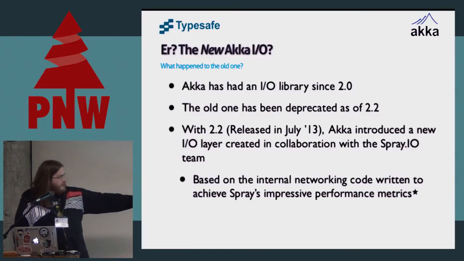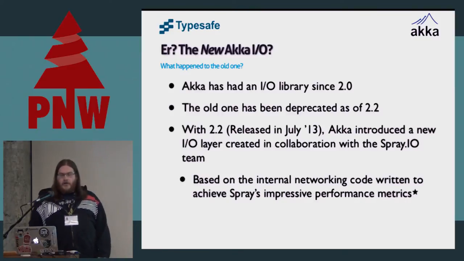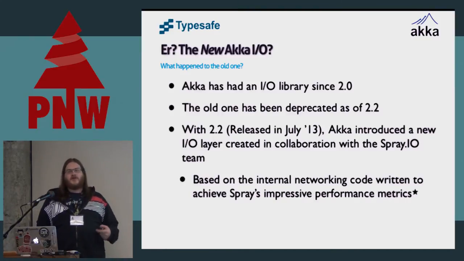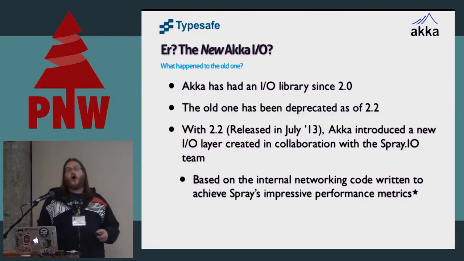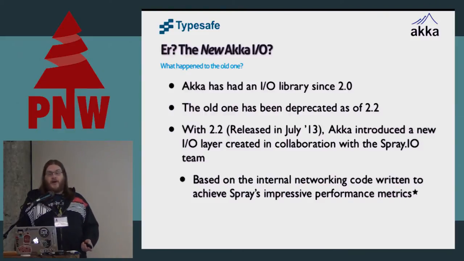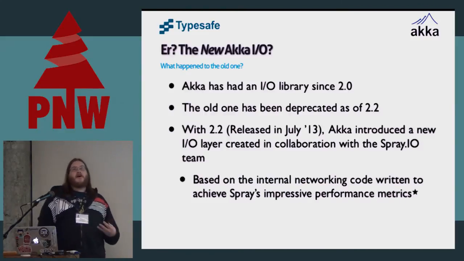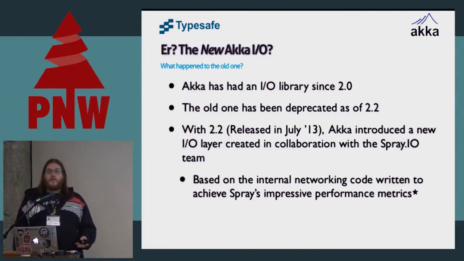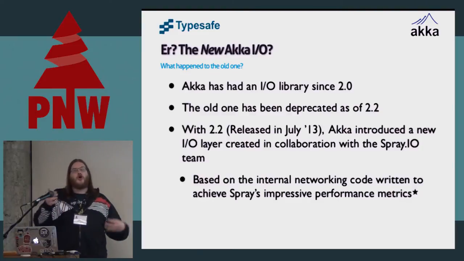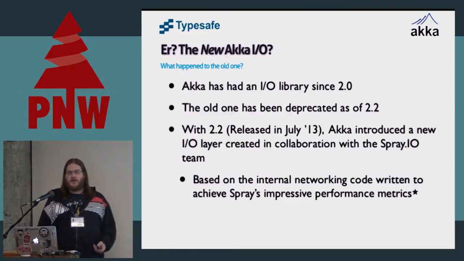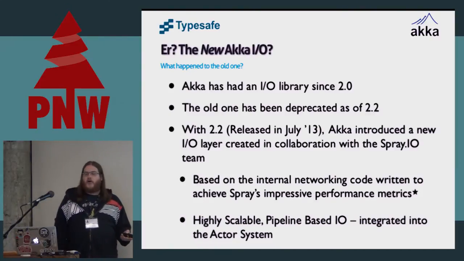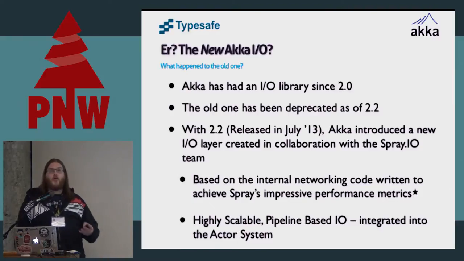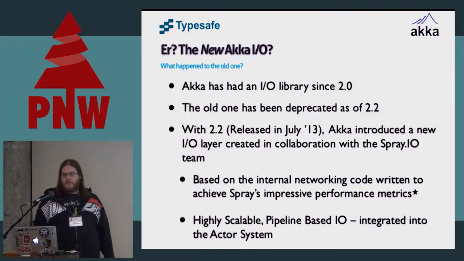And if you want, there's a link at the bottom of my slides, which I'll post later, to the Spray benchmarks to get an idea of just how fast they are, and especially compared to other web frameworks for the JVM and off the JVM. The performance is really impressive. For those who don't know, Spray is actually going to be merged into Akka over the next few months, and eventually will become Akka HTTP. So there's sort of this continuous merger going on of taking these great ideas from Spray and bringing them in. The biggest thing is that it's a highly scalable and pipeline-based IO. It's integrated into the Akka system, and we'll see what we mean by pipeline-based IO as we go through this.